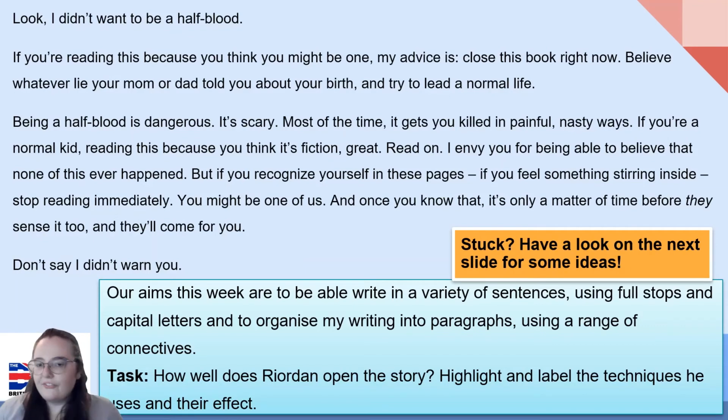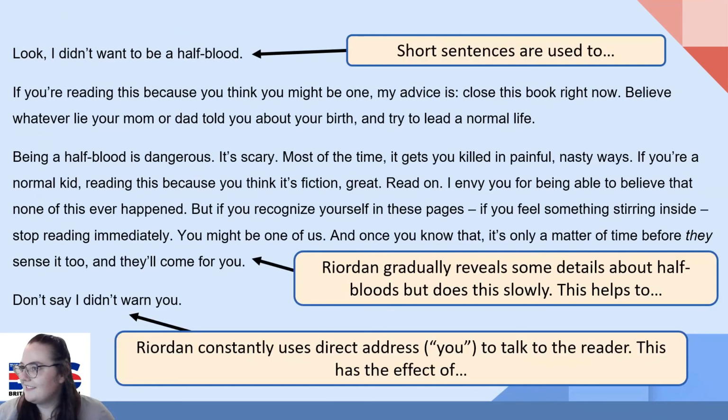Welcome back. Hopefully now you have a nicely annotated beginning of this extract. And I'm going to show you a few ideas you could have used. If you haven't got these, then you can always add them to your extract, but make sure you do it in another colour so we can see where you've improved. So here are a few ideas you could have used, okay?